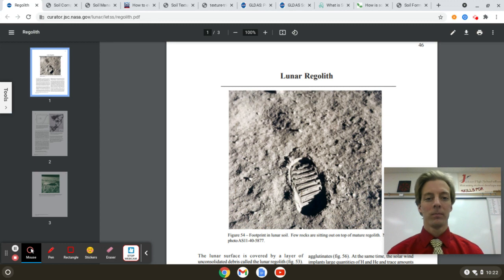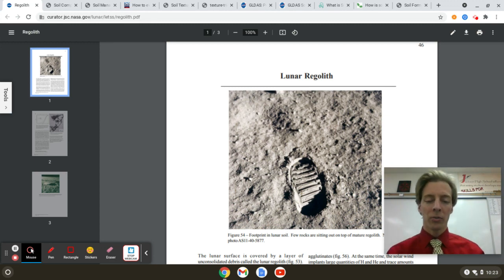Soils. Soils are important. We did weathering, and now we're going to do soils. So, first thing, new vocabulary word right out of the box, regolith. Every time I hear regolith, I go back and look at that footprint right there, and I see this thing right here, because when I hear regolith, I think of the moon.